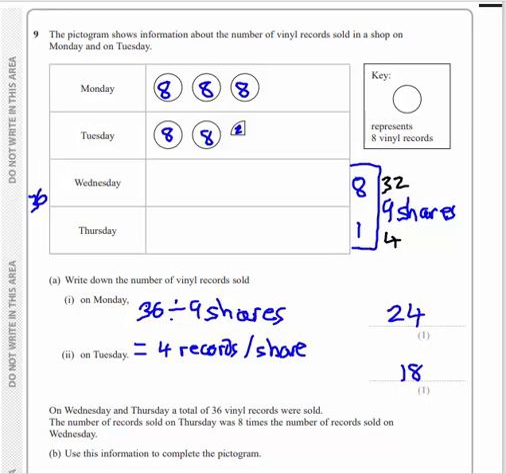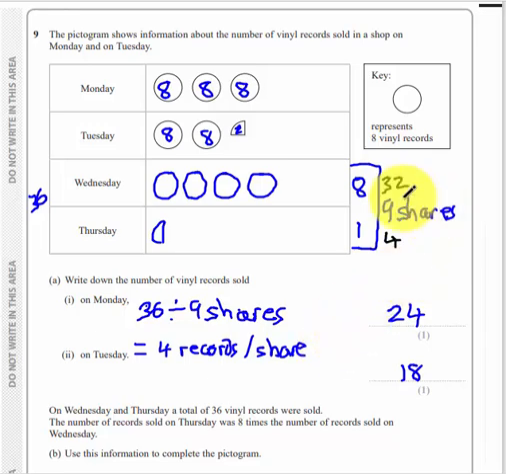I then just have to draw them properly. If there are 32 records, and each circle is 8, that's 8, 16, 24, 32. And if there's 4, I just make sure I do half a circle, like that.